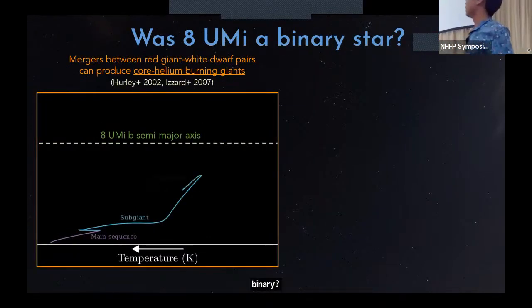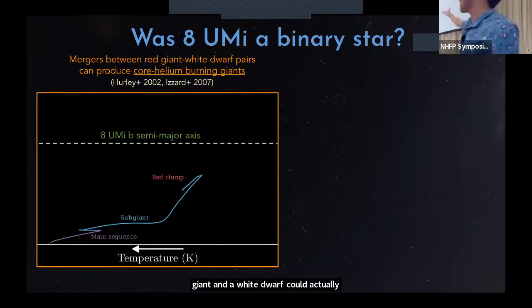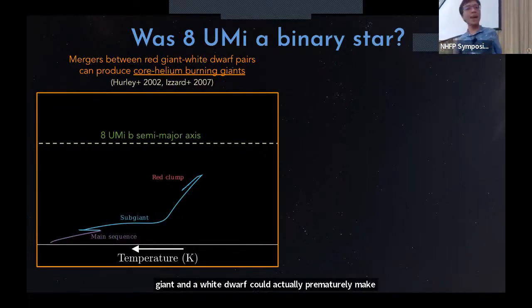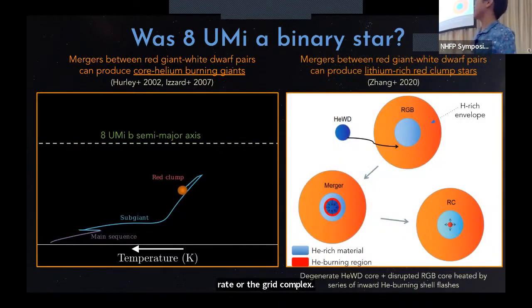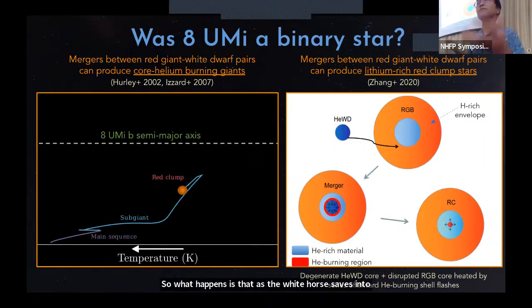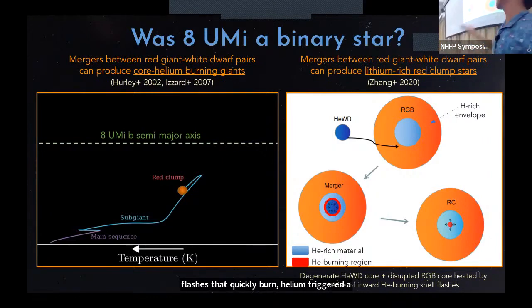So it turns out that there are simulations that show that a merger between a red giant and a white dwarf could actually prematurely make the expanding red giant go into the core helium burning phase, or the red clump phase. And the very same simulations also show that you could actually create a resulting clump star that is very rich in lithium. So what happens is that as the white dwarf sinks into the core of the red giant star, it triggers a series of flashes that quickly trigger the lithium production process that gets transported out to the exterior.